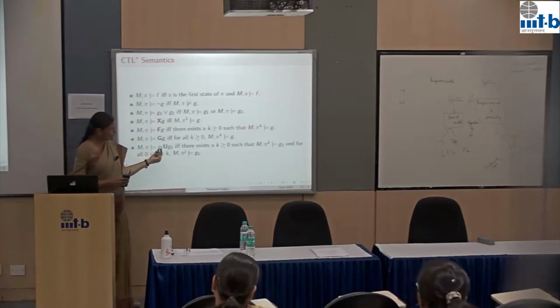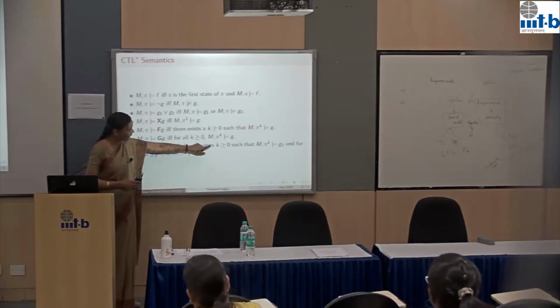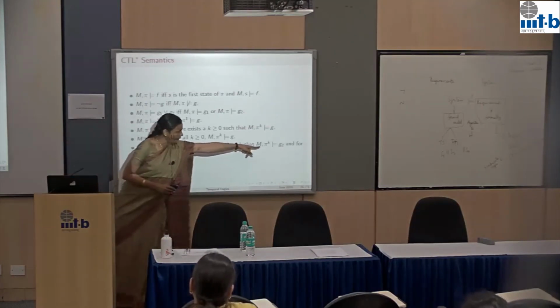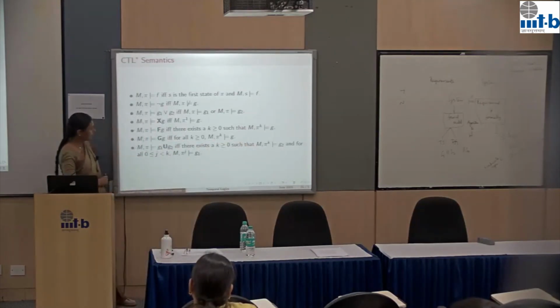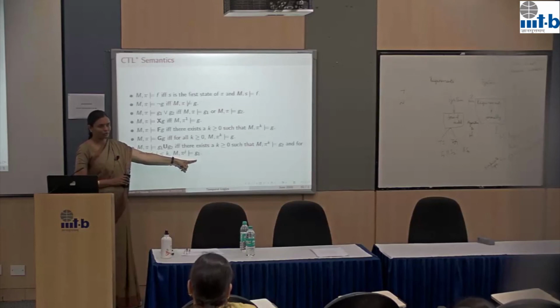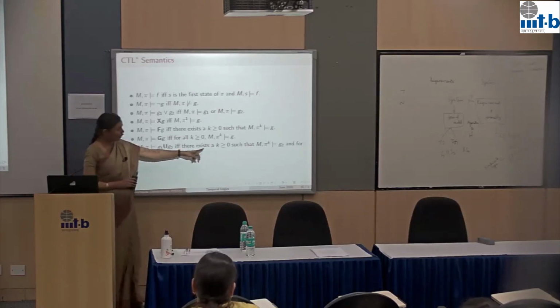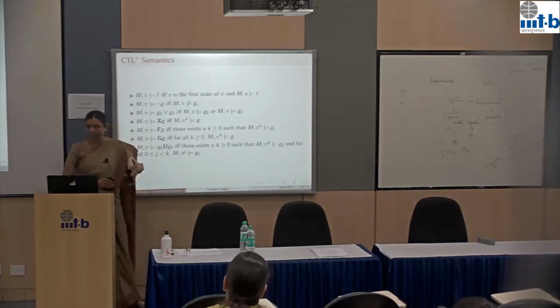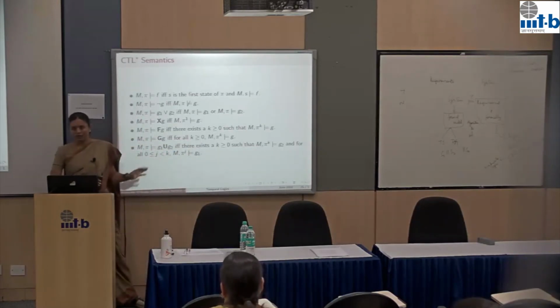It says that G1 until G2 holds if there is a k greater than or equal to 0, such that for that kth state G2 holds, and till k, that is from 0 to k, G1 holds. This k could be the 0th state itself. So which means what? Right here G2 holds. I don't have to reason about it. So is this clear? I hope I wasn't too fast.